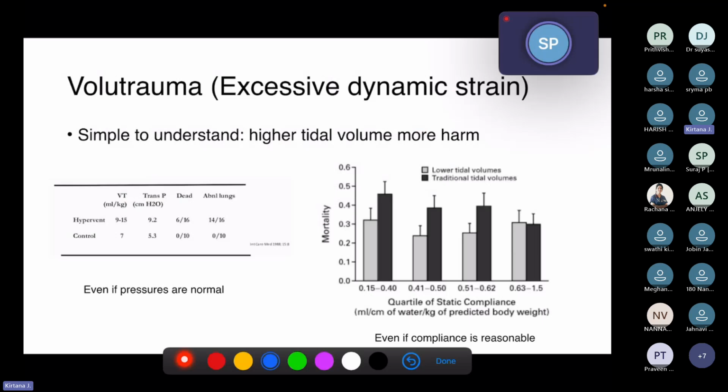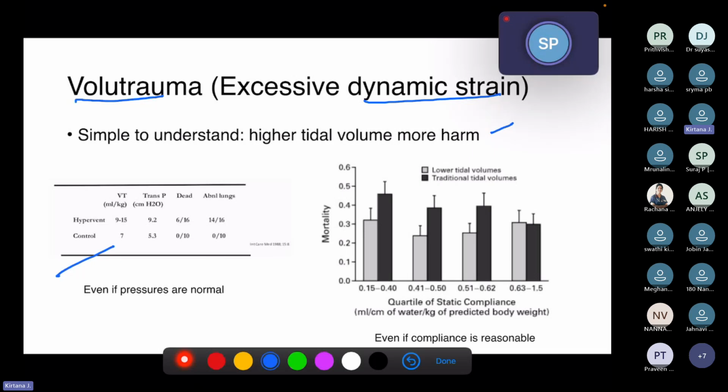The second mechanism after barotrauma is volutrauma. Volutrauma is also known as excessive dynamic strain. Again, the concept is simple to understand. Higher tidal volumes will lead to more alveolar distension and will lead to more harm, right? So this was one study that was done in rats.